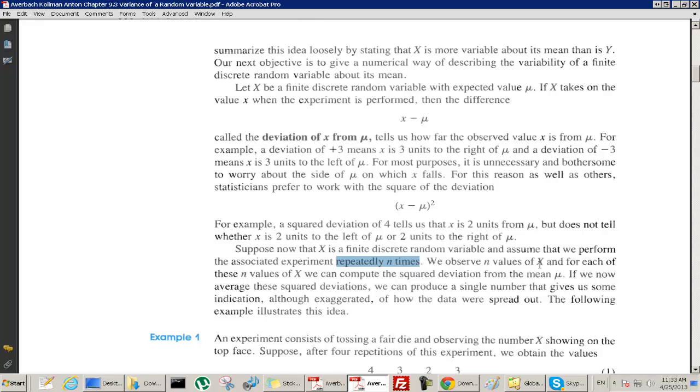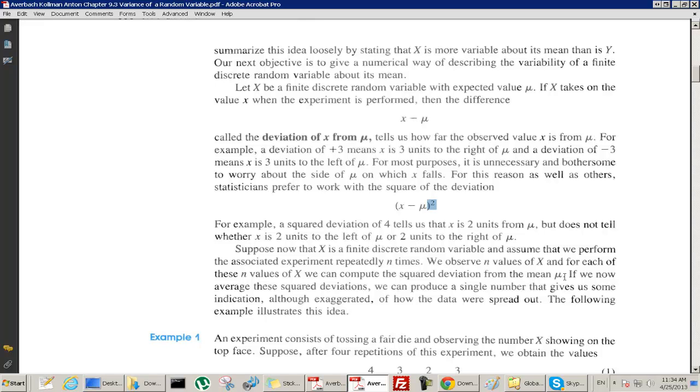We observe n values of x. So each time we get a dot, we get a number, like 1, 2, 1, 1, 2, 5, 6, whatever. And for each of these n values, we can compute the square deviation from the mean. For example, if we got 5, the deviation from the mean I just said is 3.5. So 5 minus 3.5 is 1.5. And then we square it. So we do that for each outcome that we got. So we roll the die many times. Each time we're going to get an outcome. We're going to take this minus that and square it.